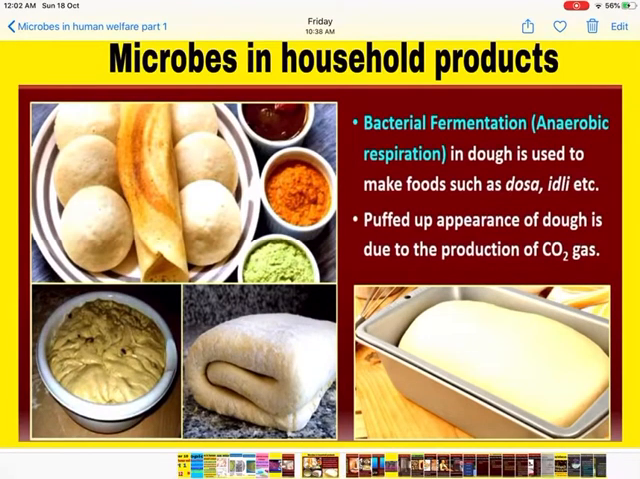Second, bacterial fermentation. What do you mean by this? We are fermenting the dough by using bacteria. In fermentation, anaerobic respiration takes place. Without air, without oxygen, bacteria are respiring. And this dough which we get after fermentation is used for making dosa and for making idli. और ये जो डो मिलता है इसकी बहुत पफ्ड अपीयरेंस होती है, फूला हुआ लगता है. Why? Because of the production of carbon dioxide gas.